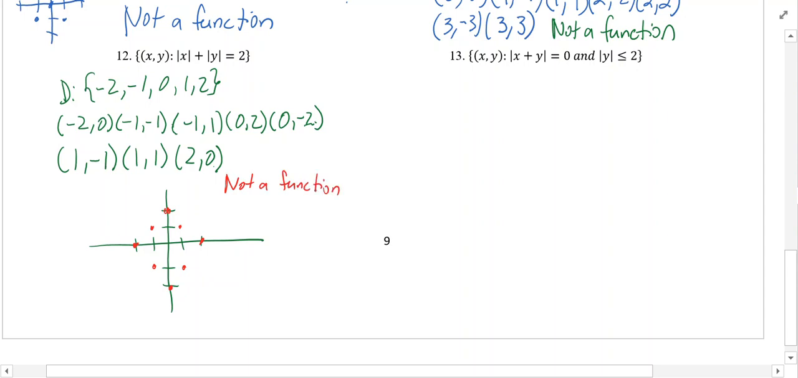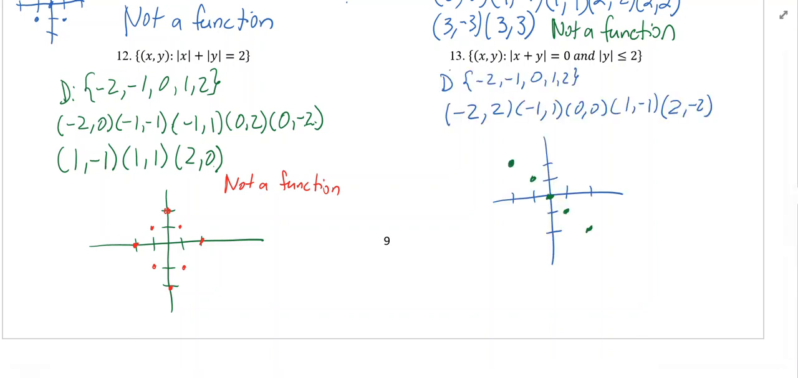All right, so when you're ready, I want you to pause the video and try number 13. Okay, so let's take a look. Our restriction here was the absolute value of y is less than or equal to 2. And remember, since this is absolute value, if you put a negative number in here, when you take it out of the absolute value, it becomes a positive number.